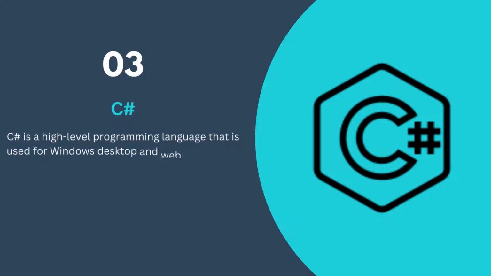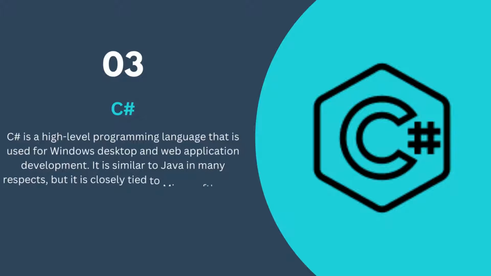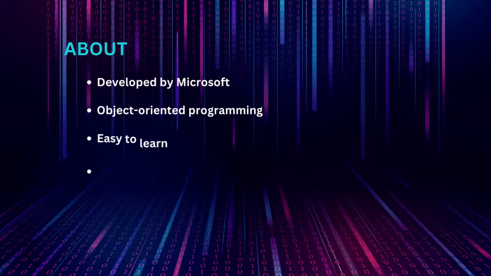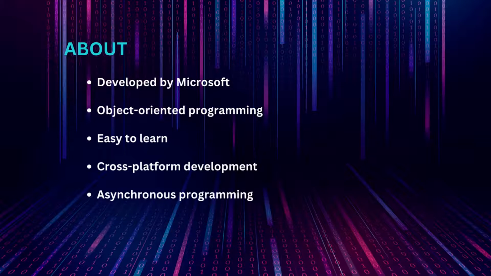C# is a high-level programming language that is used for Windows desktop and web application development. It is similar to Java in many respects, but it is closely tied to Microsoft's .NET framework. Developed by Microsoft, C# is therefore closely integrated with Microsoft's .NET framework. This makes it a popular language for Windows desktop and server application development. Object-oriented programming. Like Java, C# is also an object-oriented programming language that allows developers to write modular and reusable code.